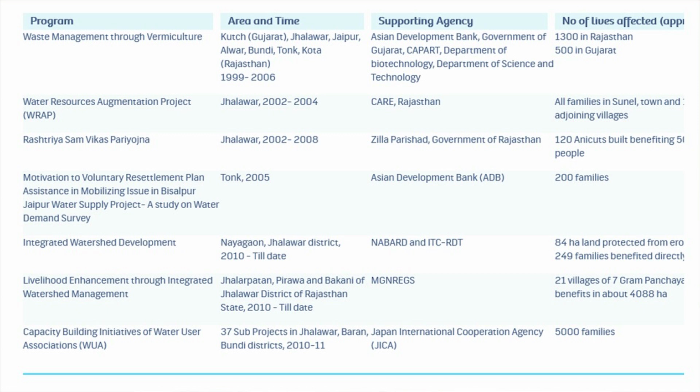The next program was Motivation to Voluntary Resettlement Plan Assistance in Mobilizing Issue in Bilaspur, Jaipur Water Supply Project, a study on water demand. Again, it's a case of water supply. That means water conservation and how it can be augmented, because it is a very important and I think the primary resource for any village. This was carried out in 2005 in Tonk and was funded by the Asian Development Bank, and 200 families were positively affected by it.